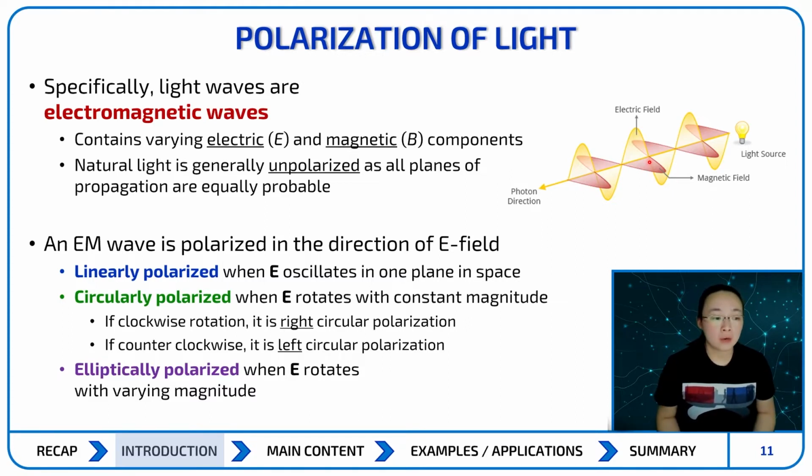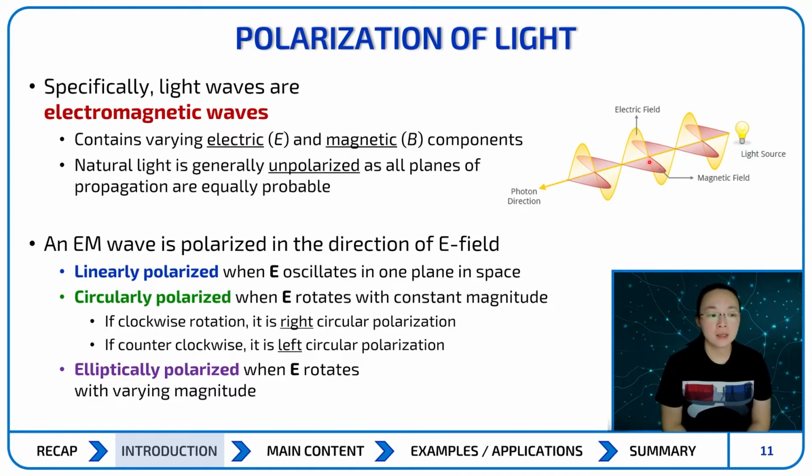So linearly polarized is exactly that. It's linear. It only happens when your electric field oscillates in one plane in space. So that means I'm forcing all of my electric field to be just in one dimension, essentially, or 2D.